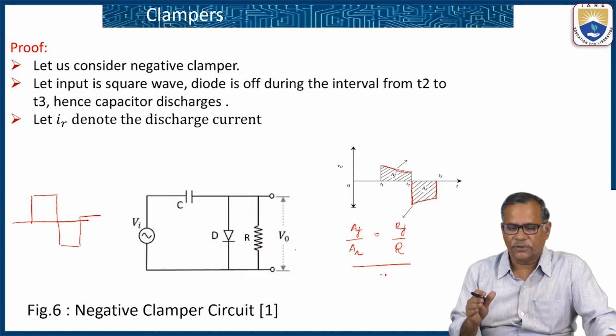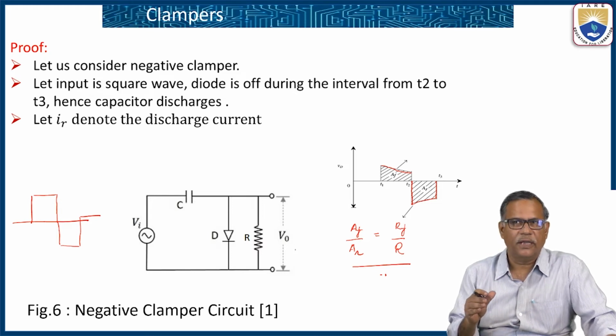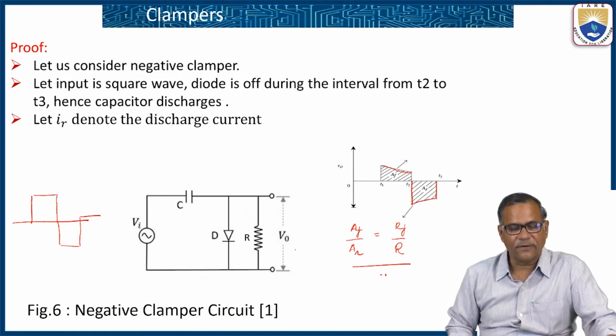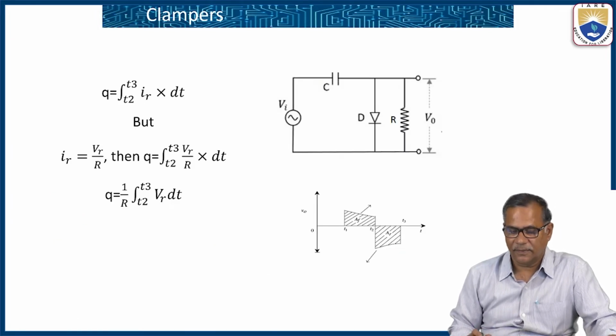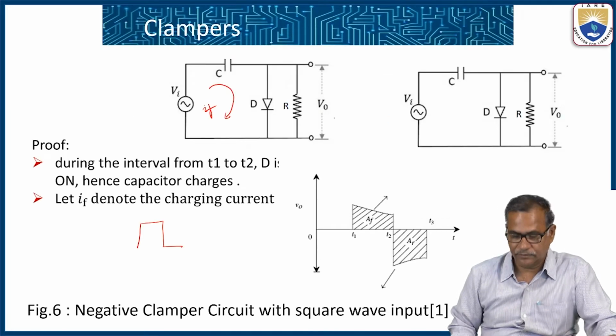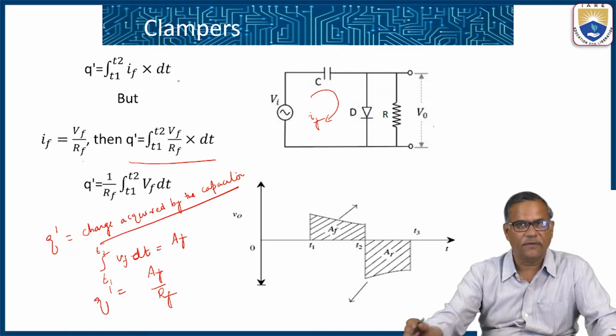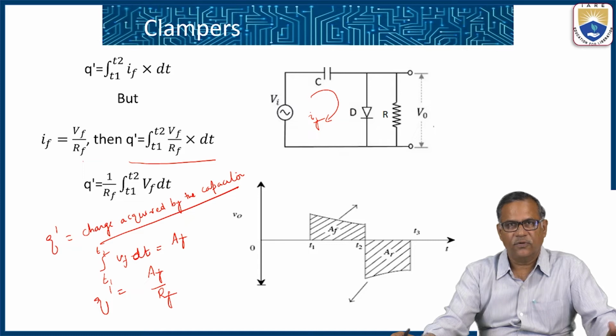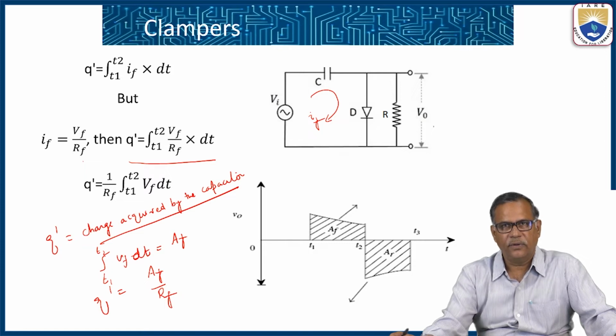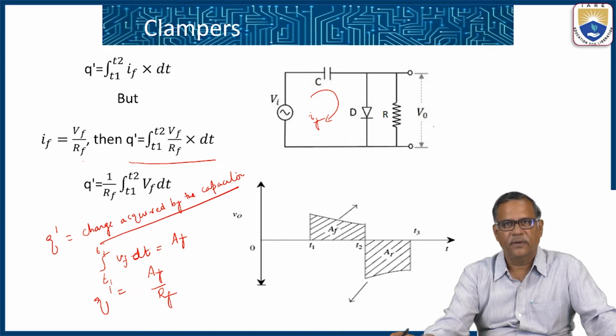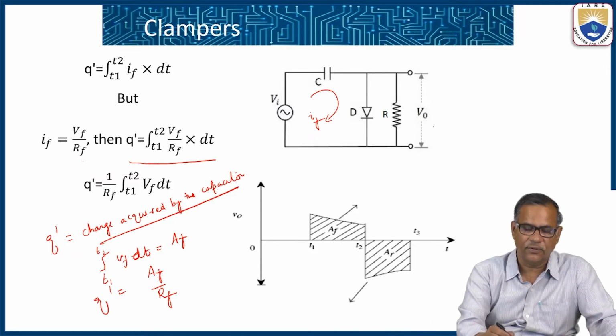So during the portion T1 to T2, the capacitor gets charged. So what is the charge acquired by the capacitor? The charge acquired by the capacitor is equal to integral T1 to T2 IF dt. IF is equal to Vf by Rf. So Q dash is equal to integral T1 to T2 Vf by Rf into dt. So Q dash is equal to 1 by Rf integral T1 to T2 Vf dt. Q dash is nothing but the charge acquired by the capacitor. So integral T1 to T2 Vf dt is equal to AF.